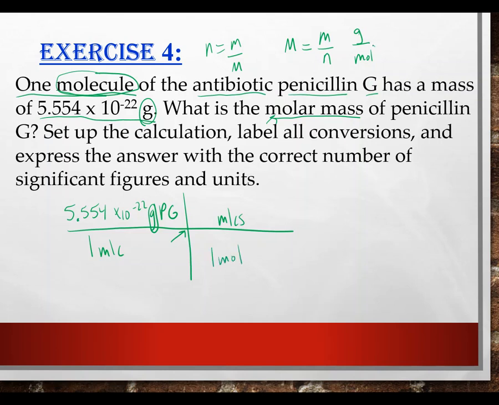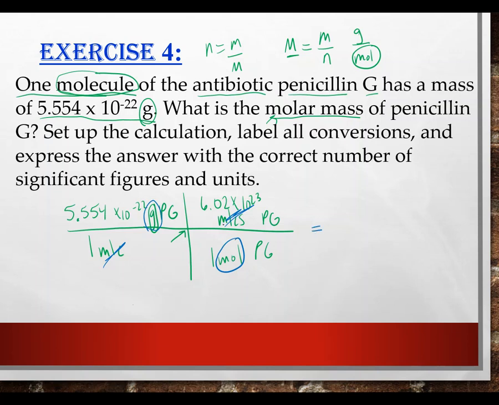That puts us in a nice position to have mole on the bottom to get our molar mass, which is what we want. So how many molecules in 1 mole? That's Avogadro's number, 6.02 times 10 to the 23rd molecules of PG in 1 mole of PG. So this nicely cancels for us. The molecule is going to cancel with the molecules here. And what are we left with? Grams per mole, which is what we want anyway.